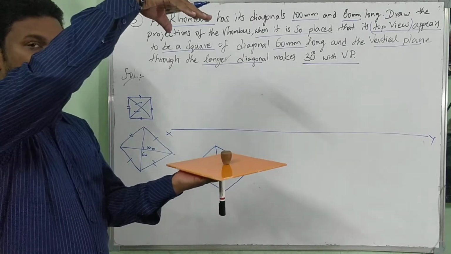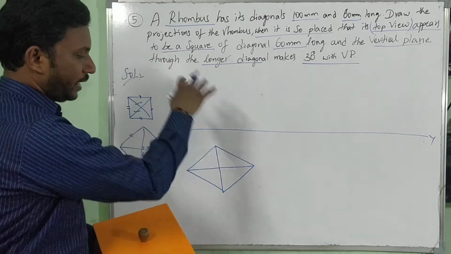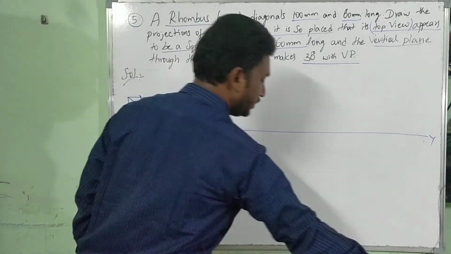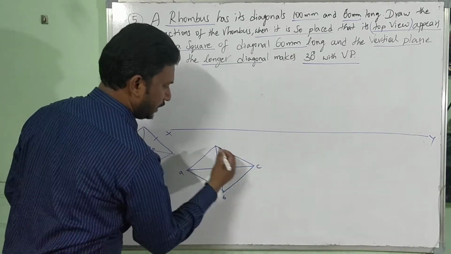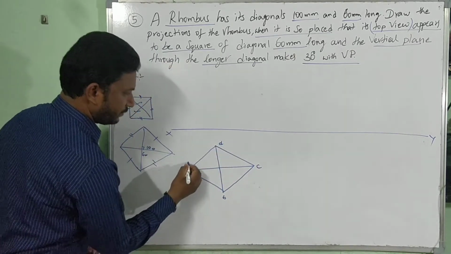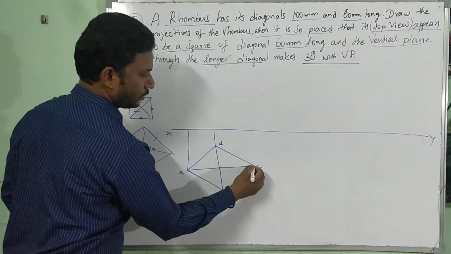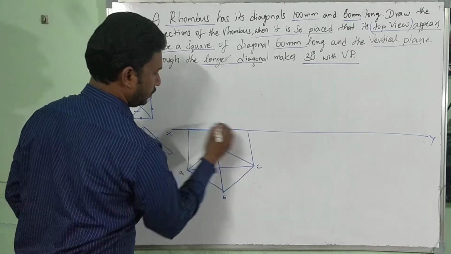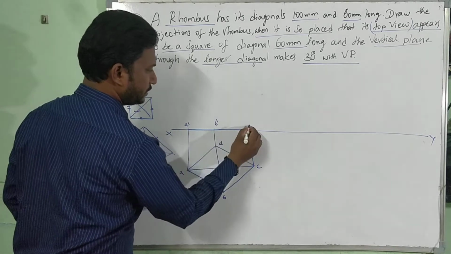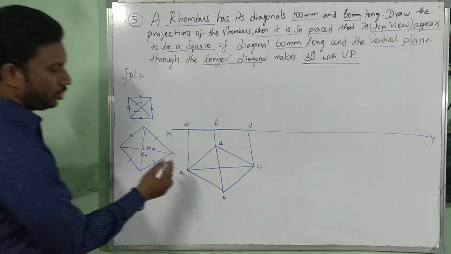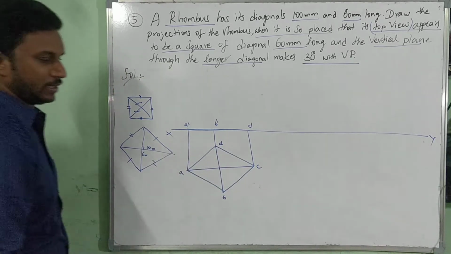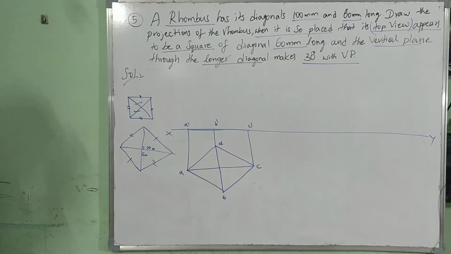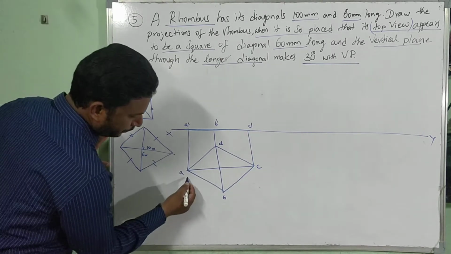Top view, rhombus, longer diagonal, shorter diagonal. Now it's coming to its points. You can write here A, B, C, D. Projecting its front view. A dash, B dash, C dash. Here, how to draw means draw the 100 mm first and then 60 mm as perpendicular bisector. Right? 30 mm above, 30 mm below. Please show the dimensions as early as possible here.